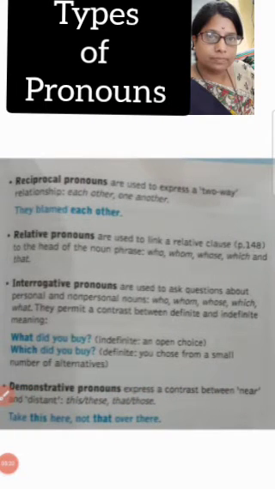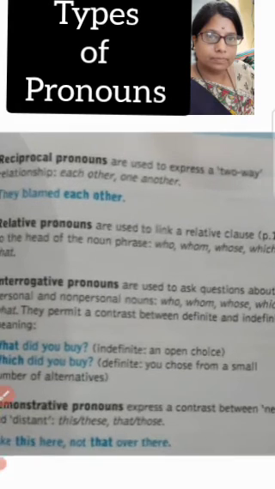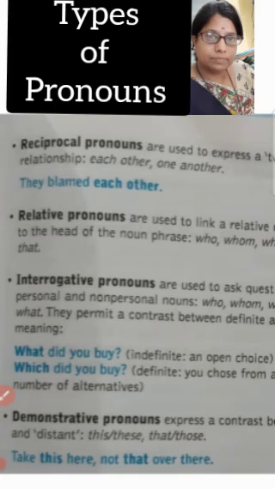Then we have some other types of pronouns, which are reciprocal pronouns, relative pronouns, interrogative pronouns, as well as demonstrative pronouns. Let us see one by one. Reciprocal pronouns are used to express a two-way relationship. Reciprocal, two-way relationship. Each other, one another. They appear in phrases. There is more than one word in these pronouns.